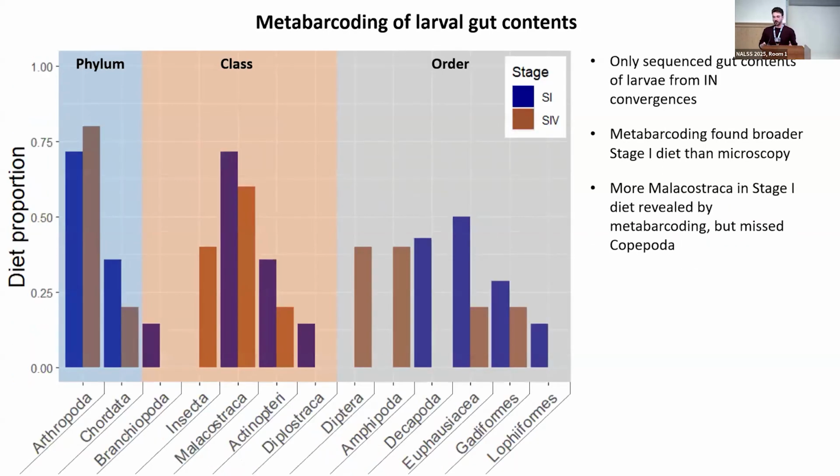When we look at our metabarcoding data, again, this is just larvae from inside. So we're just looking at expanding our knowledge of diet here for the stage 1s and stage 4s. The blue bars are stage 1s, the brown bars are stage 4s. We get some interesting additional context here. One is the stage 1s now are showing a much broader diet than I was able to determine with microscopy. And there are some specific prey types which are really interesting.